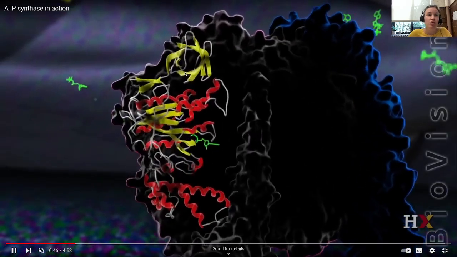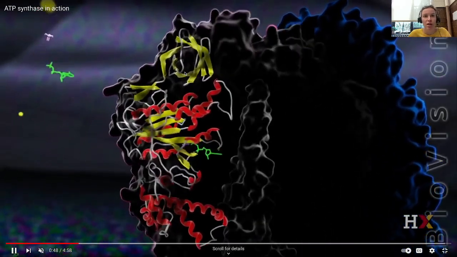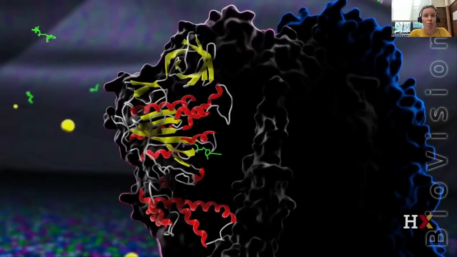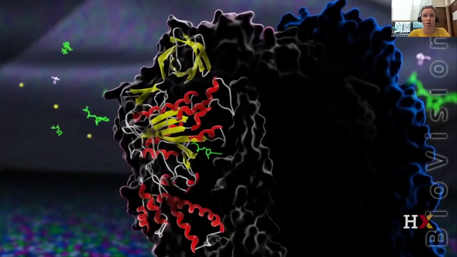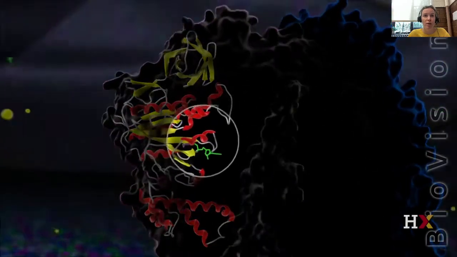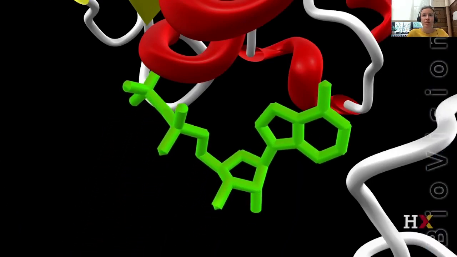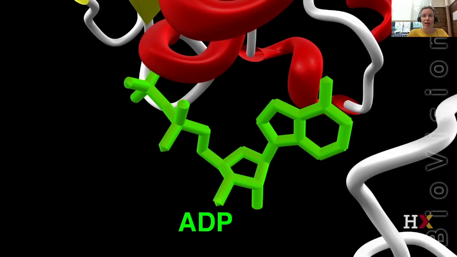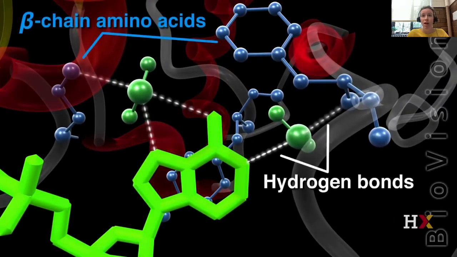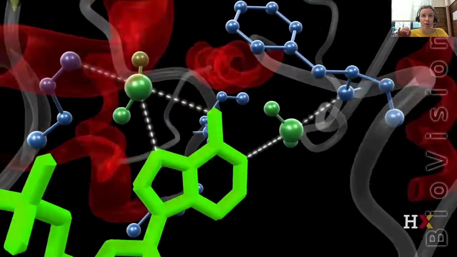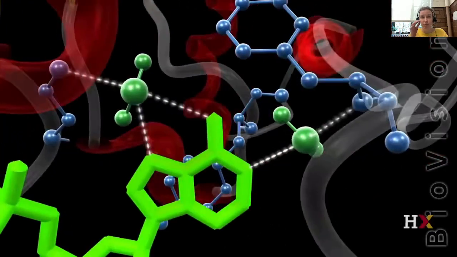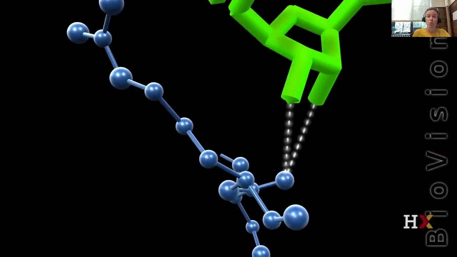If we zoom into the structure, we can see how those shape changes allow substrate in and out, with reactions happening along the way, so loose, tight, open. In the loose state, we bind our substrate ADP. How is ADP being bound? Well, there's a variety of R groups coming from the alpha 1 beta 1 subunit, performing nice hydrogen bonding interactions with our substrate.